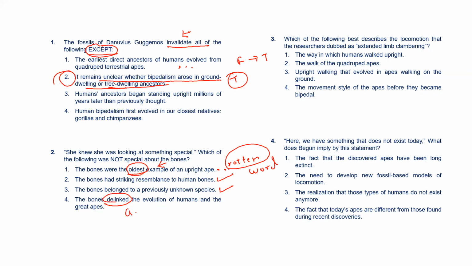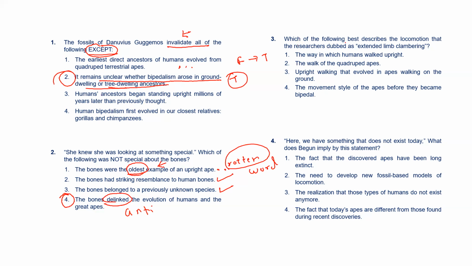But 4 is definitely opposite of what is being said. So what should I mark? Now, out of 1 and 4, it will be very difficult for me to defend option number 4, because that is in essence opposite to what is said. So that's why 4 should be the right answer.